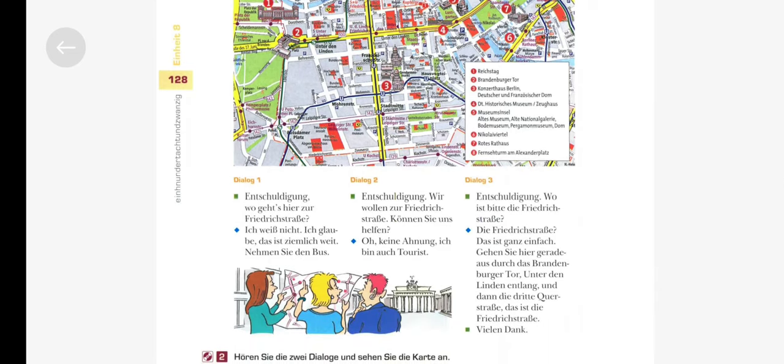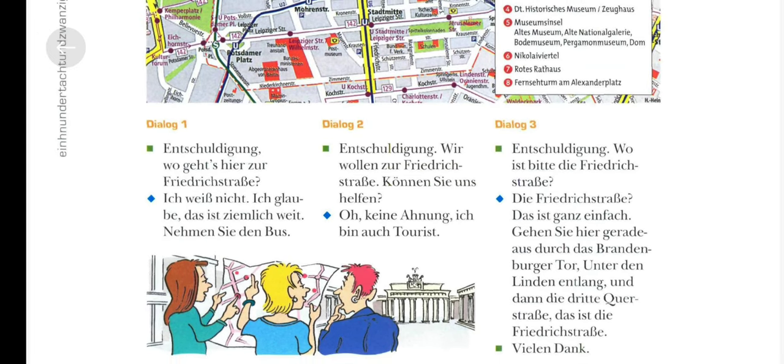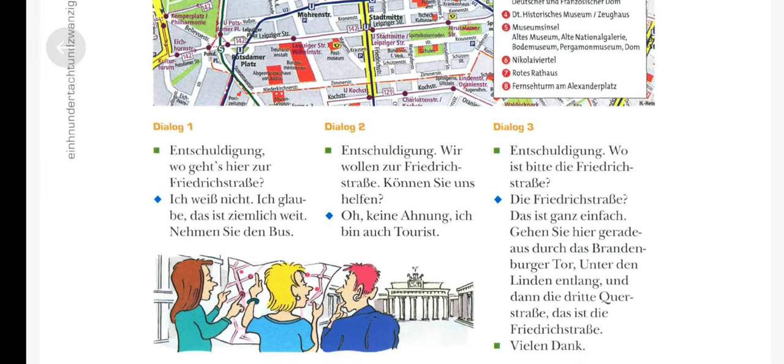Now listen to it. Dialog 1. Entschuldigung, wo geht's hier zur Friedrichstraße? Ich weiß nicht. Ich glaube, das ist ziemlich weit. Nehmen Sie den Bus. Dialog 2. Entschuldigung, wir wollen zur Friedrichstraße. Können Sie uns helfen? Oh, keine Ahnung. Ich bin auch Tourist. Dialog 3. Entschuldigung, wo ist bitte die Friedrichstraße? Die Friedrichstraße? Das ist ganz einfach. Gehen Sie hier geradeaus durch das Brandenburger Tor, unter den Linden entlang.